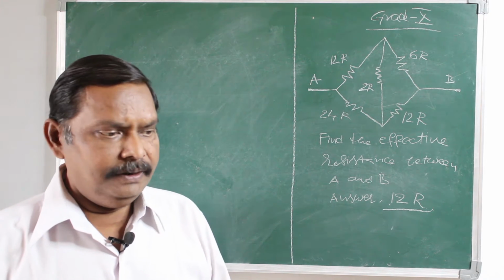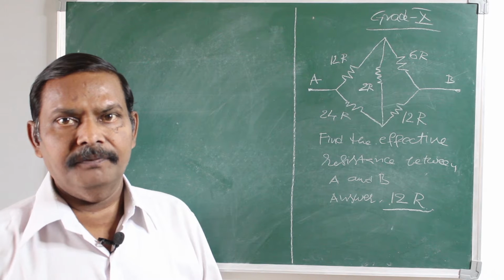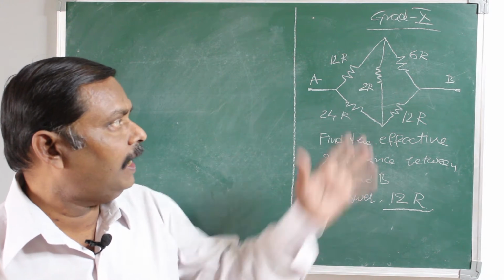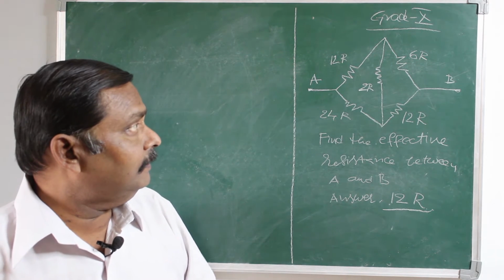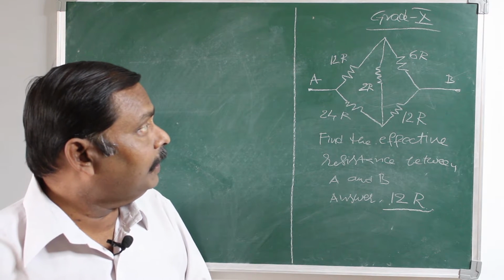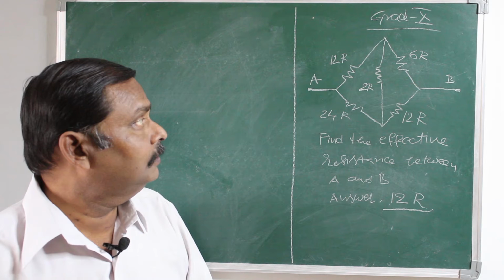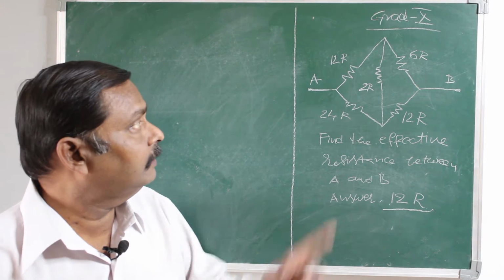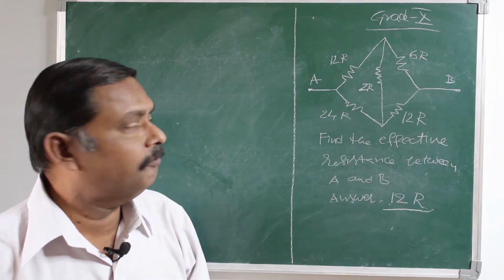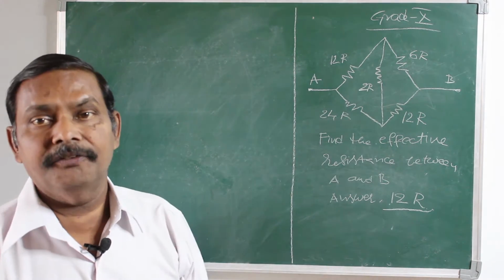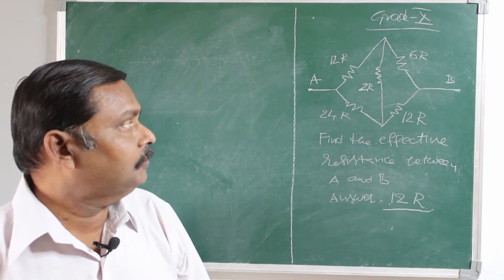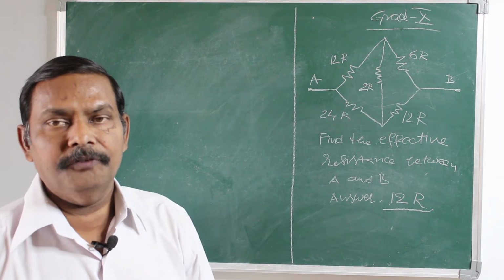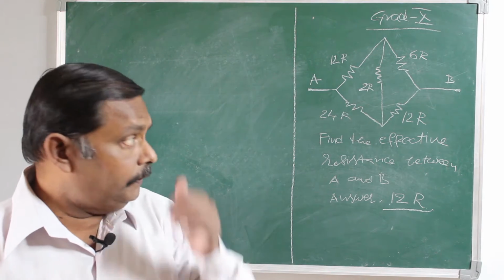A student from DAV Schools, Gollapudi, Andhra Pradesh, put a small doubt in the WhatsApp group, and this is the doubt. There are 5 resistors: 12R, 2R, 6R, 24R, and again 12R. The 5 resistors are connected as in this figure, and they asked to find the effective resistance across A and B.